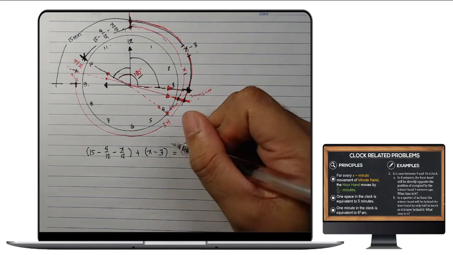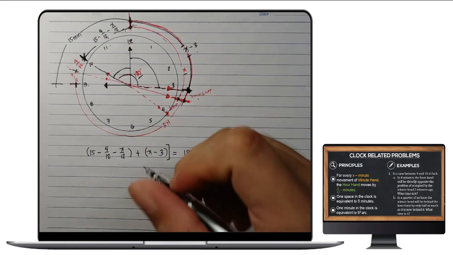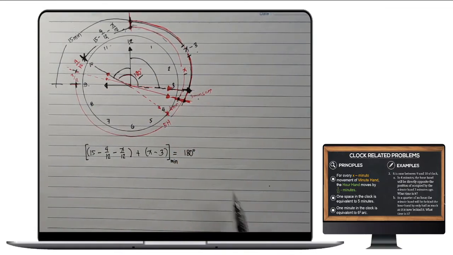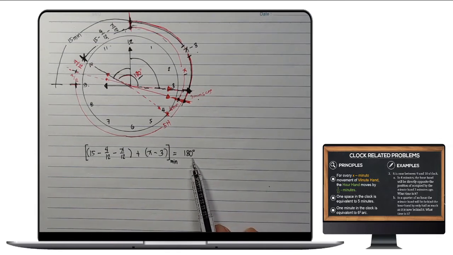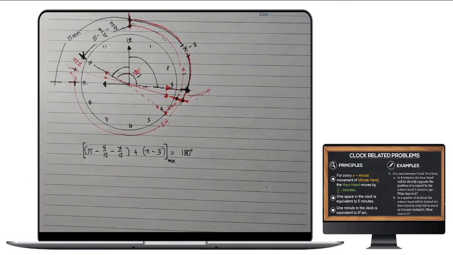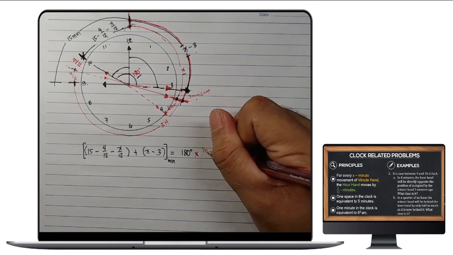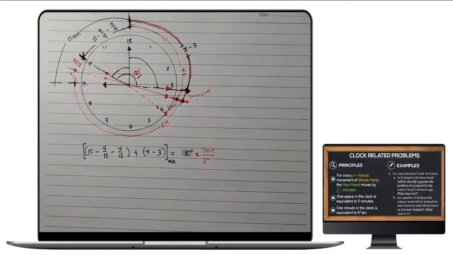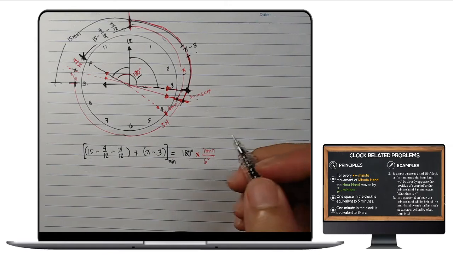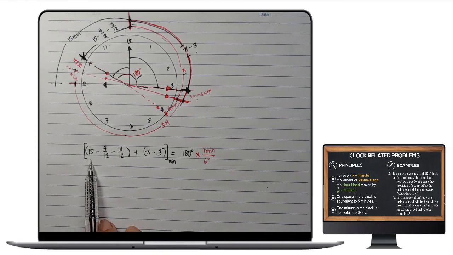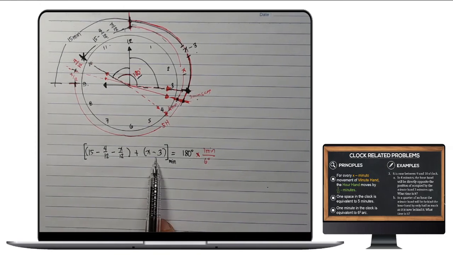Now, we know that these values are in minutes, whereas this value is in degrees. Therefore, we need to convert this one first to minutes before equating. So let's multiply by the conversion factor of 6 degrees per minute, where 1 minute is equal to 6 degrees. Let's rewrite and simplify this one: 15 minus 4 over 12 minus 3.